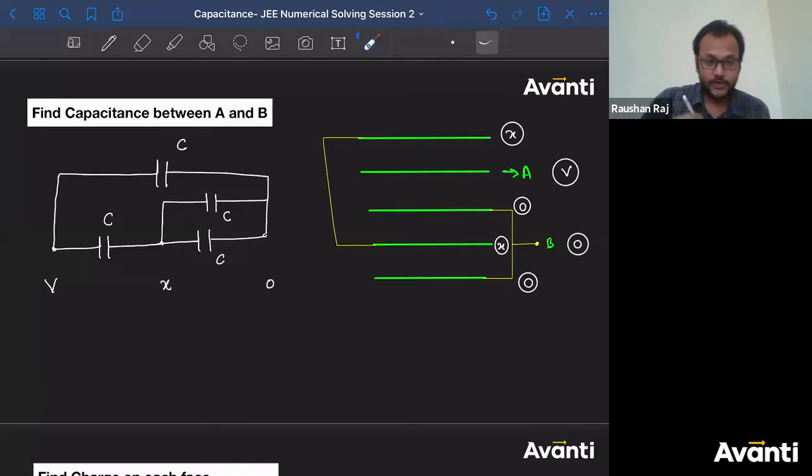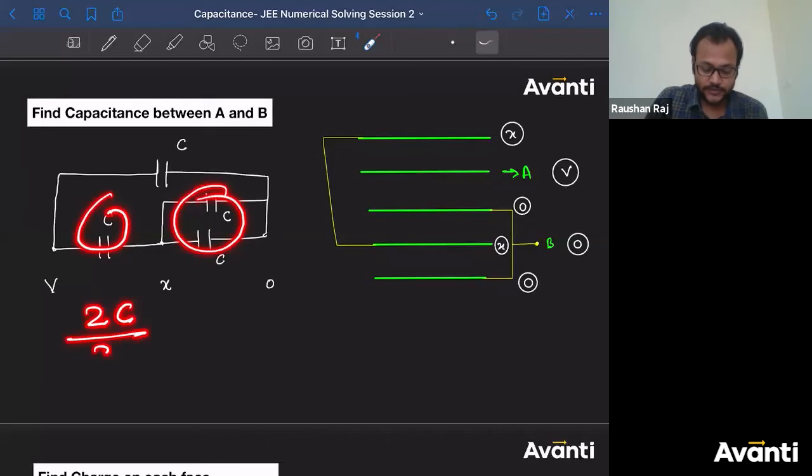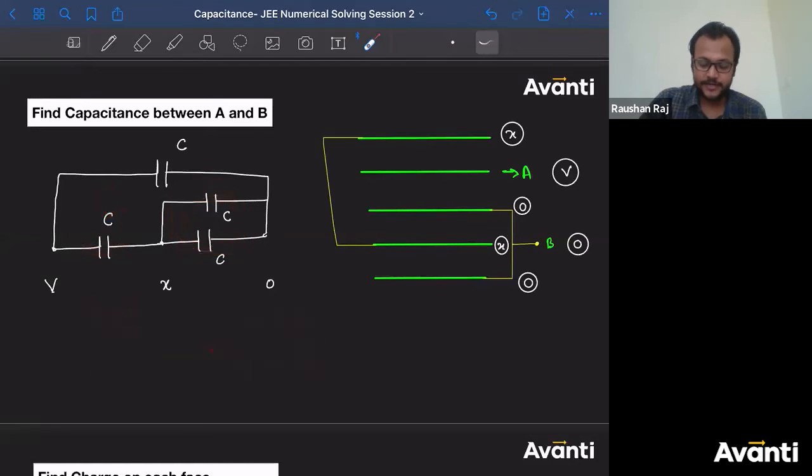Okay, fine. So let me repeat it for you. These two are connected in parallel. So the equivalent of these two will be 2C. These two are connected with this capacitance in series. So 2C and C in series give us the equivalent capacitance as 2C by 3. Don't ask me how I got it: 2C into C by 2C plus C. ठीक है? क्या मिलेगा? 2C by 3.